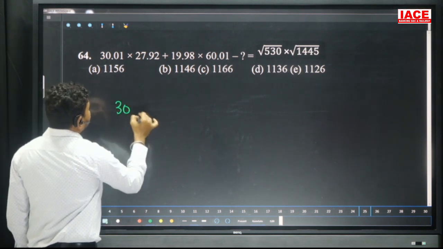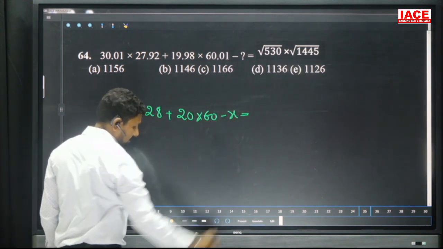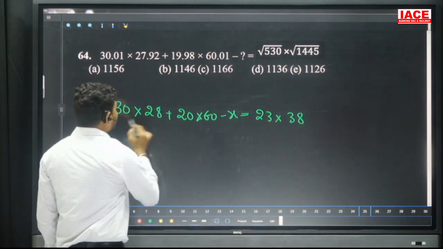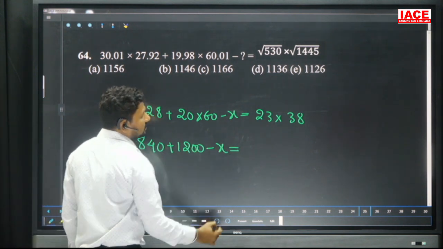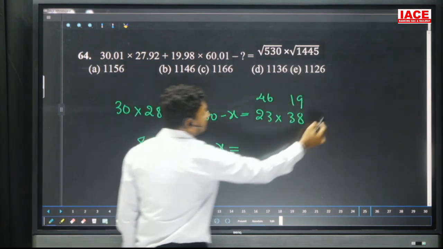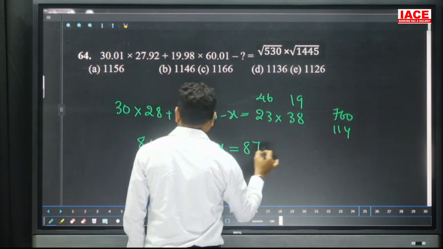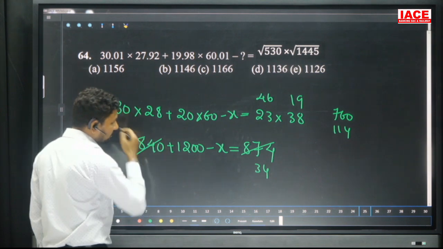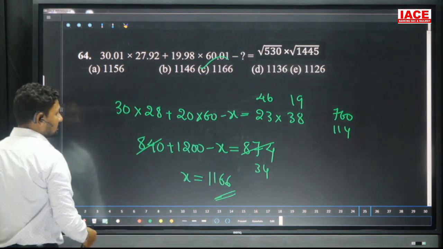Question number 64. 30 we can write as it is 28 plus 20 into 60 minus x, which is equal to 23, which is equal to 38. So 30 into 28, 840 plus 1200 minus x, which is equal to, here I am writing 46 and 19. 19 4s are 760 and 19 6s are 114. It is equal to 874. Here 840 and there 840 cancel, remaining is 34. The 34 is removed from the 1200. We'll get the x answer, 1166. Then our option is C, 1166.